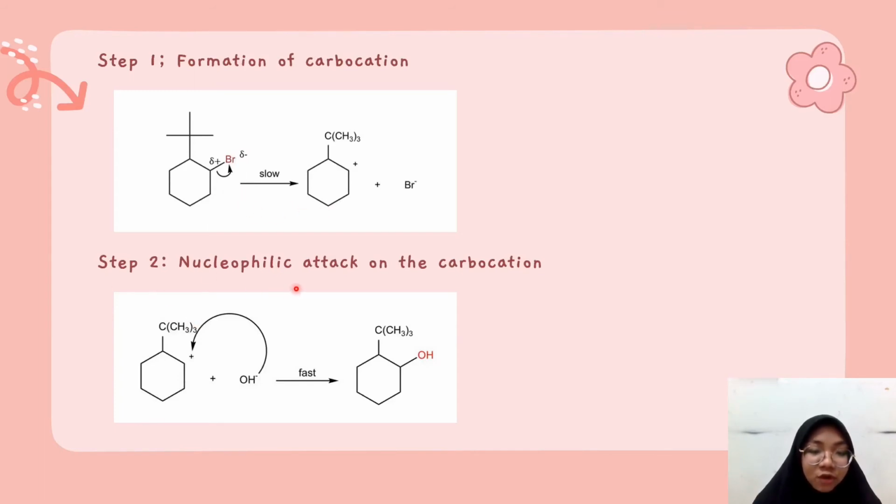Step 2 is the nucleophilic attack on the carbocation. The carbocation from step 1 will react with the nucleophile, which is OH negative. The nucleophile is rich in electrons and will attack the carbocation. So the product will be formed where the nucleophile is attached to the carbocation. So we will have a new product where OH is attached to the carbocation.